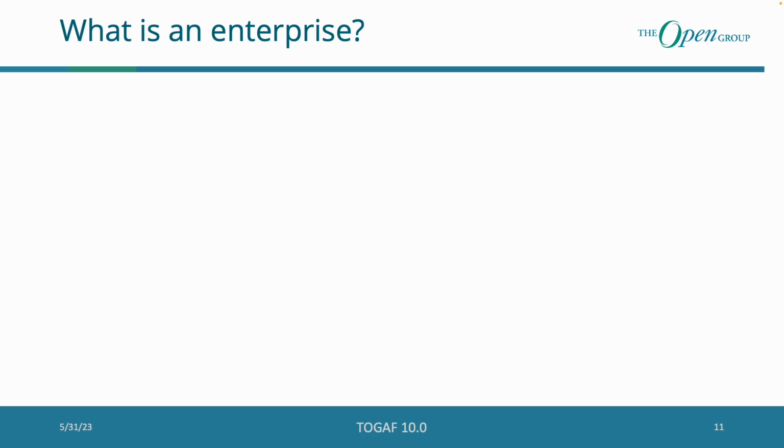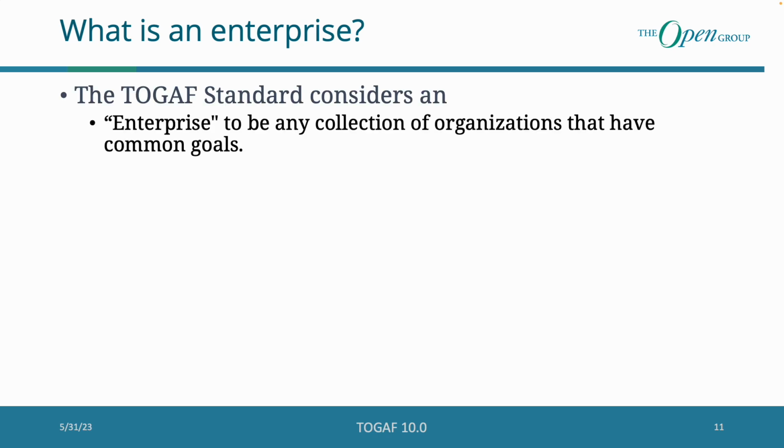So what is enterprise? An enterprise is a collection of organizations that have common goals. For example, according to the TOGAF framework, an enterprise can be a government agency, a multinational corporation, a non-profit organization, or any other entity with a defined scope and purpose. This enterprise can encompass various industries, sectors, or domains. By understanding the concept of enterprise as a collection of organizations with common goals, we can then focus on the architecture aspect.